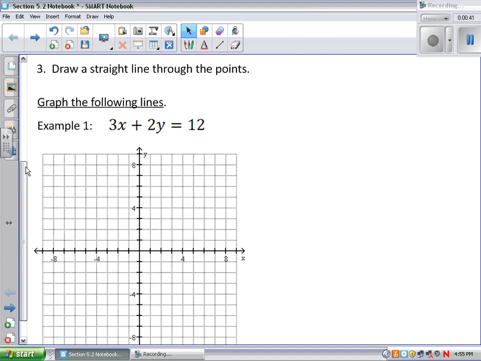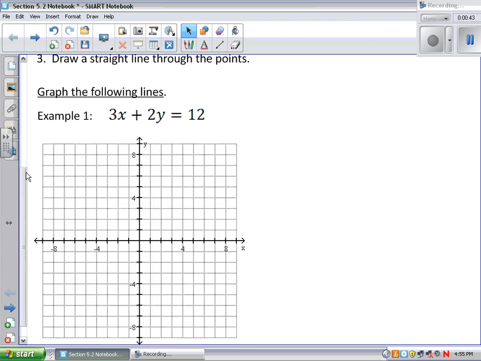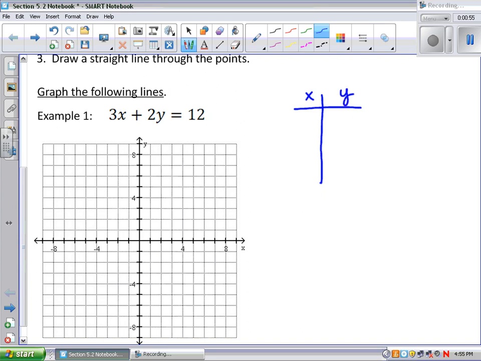Example 1 in your workbook says, graph the following lines. 3x plus 2y equals 12. So I need to create a table of values. This is what we did in the last section. In the last section, however, in the workbook, you already had values plugged in. Here you need to choose some values. You can either choose x values or y values.